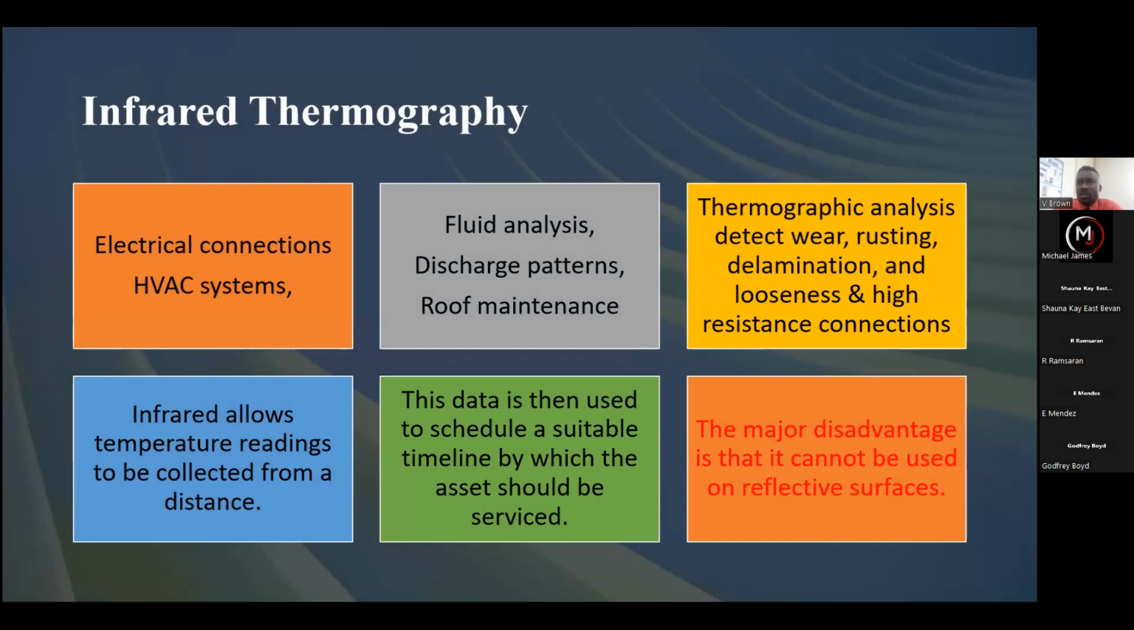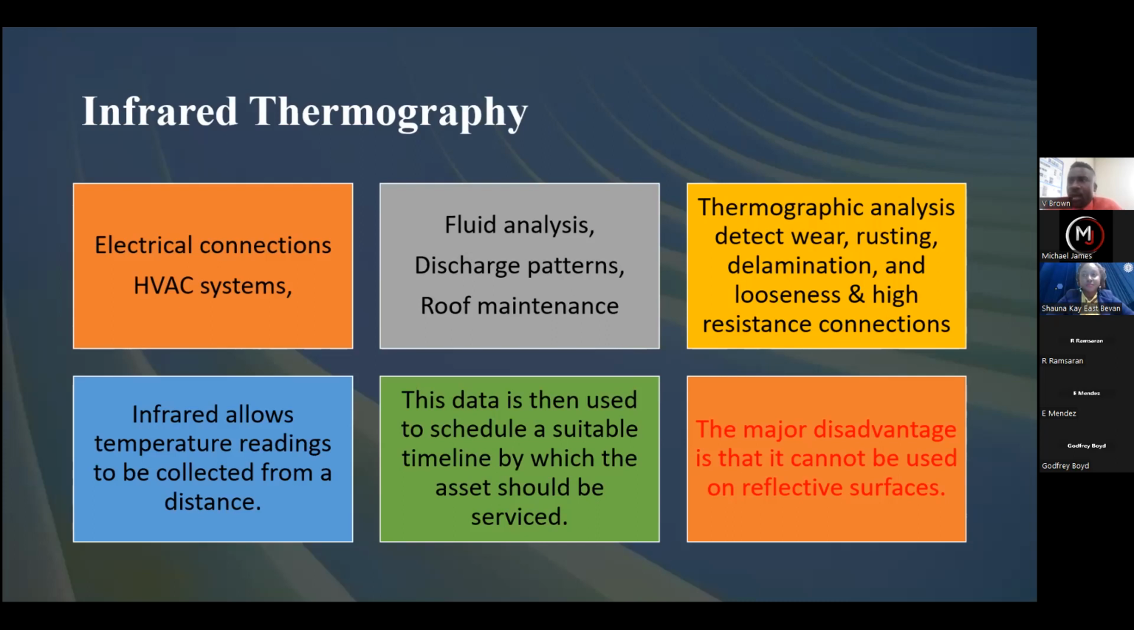We use it in the electrical field, as in AC systems, where we test for heating, and on the flip side, not every piece of equipment was made to run hot. Some of them we look for cold spots too. We use it for fluid analysis in terms of circulation of fluids. In the transformer, we use it to test cooling efficiency, where we look at the cooling pattern and the heat profile. We use it to detect wear, rusting, delamination, aging, those things.